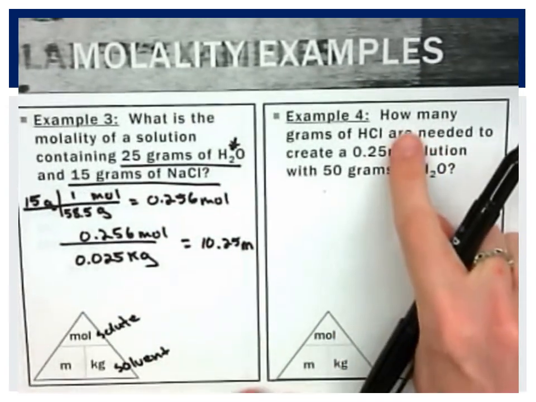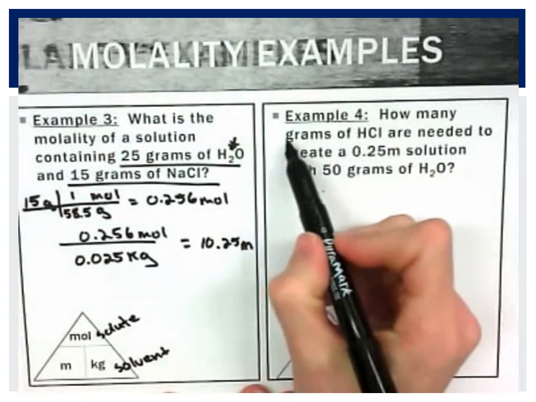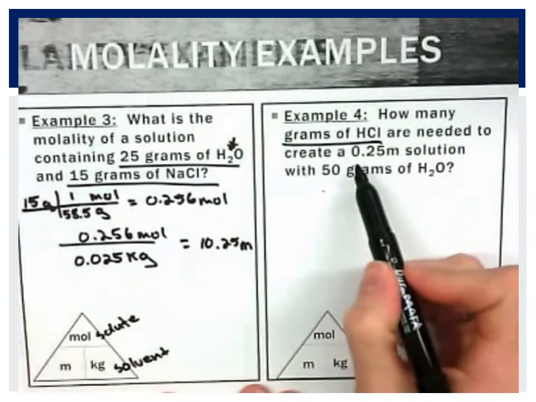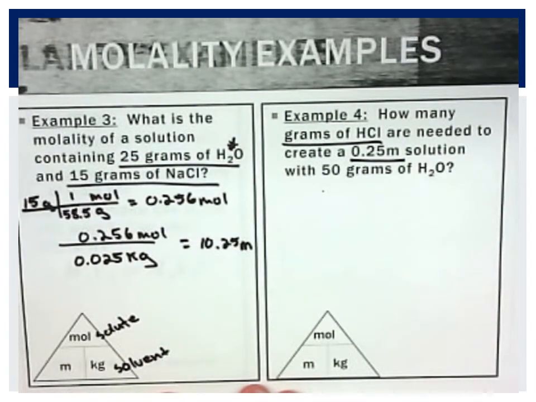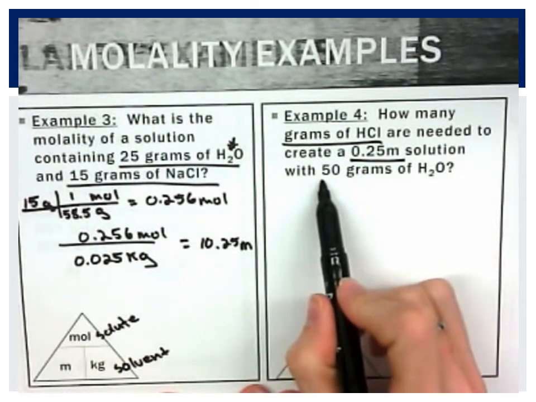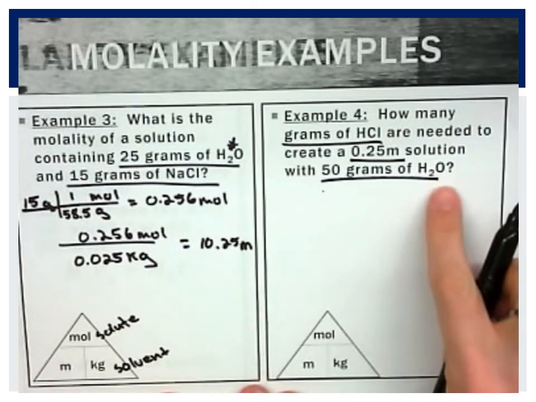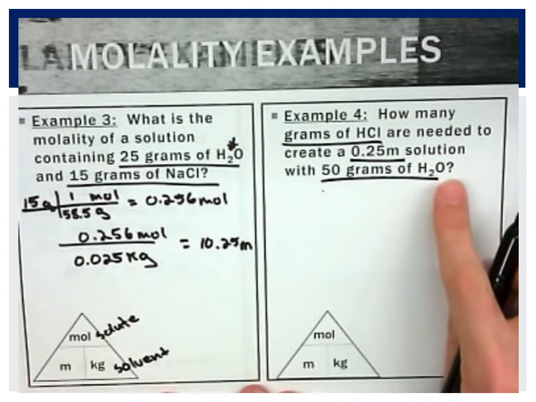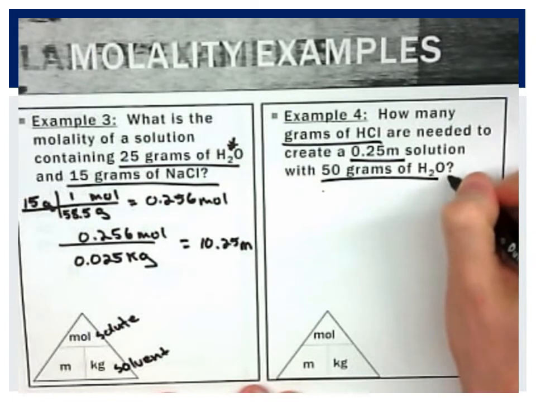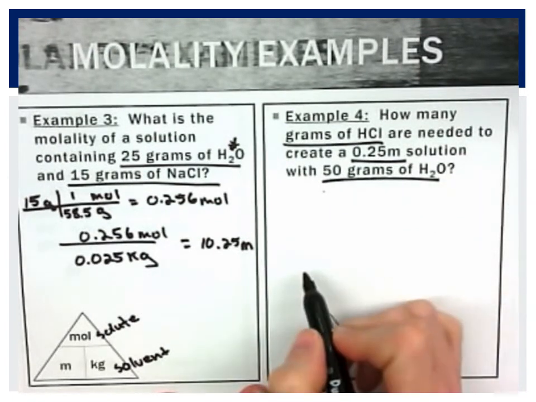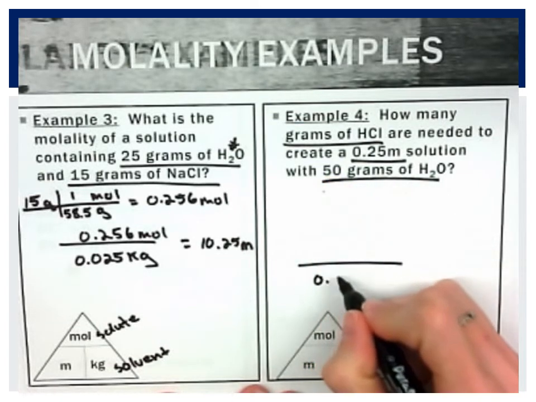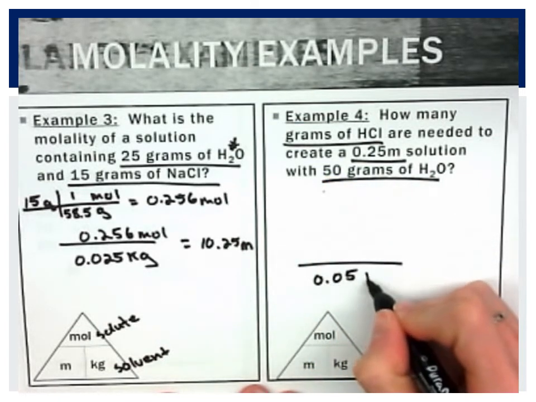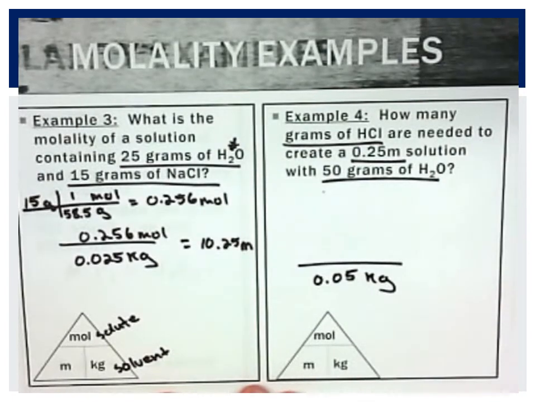Okay, one more. So we want how many grams of hydrochloric acid are needed to create a 0.25 molal solution with 50 grams of water. Okay, so water, I see water, I'm going to call water my solvent. So I'm going to take the 50 grams and I'm going to divide that by 1,000. I get 0.05 kilograms of water.